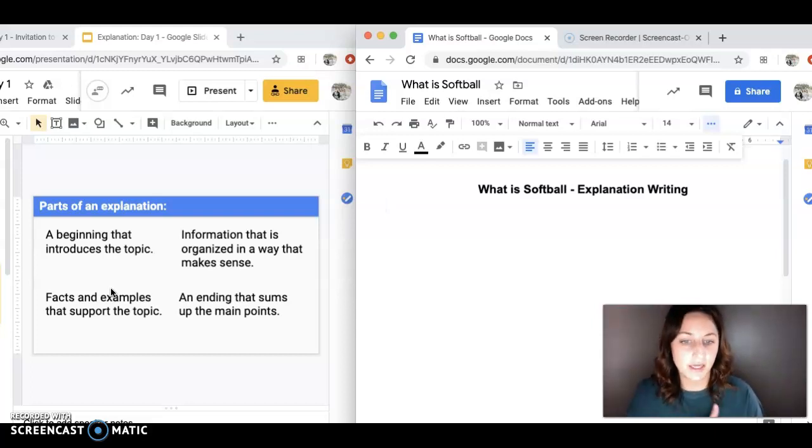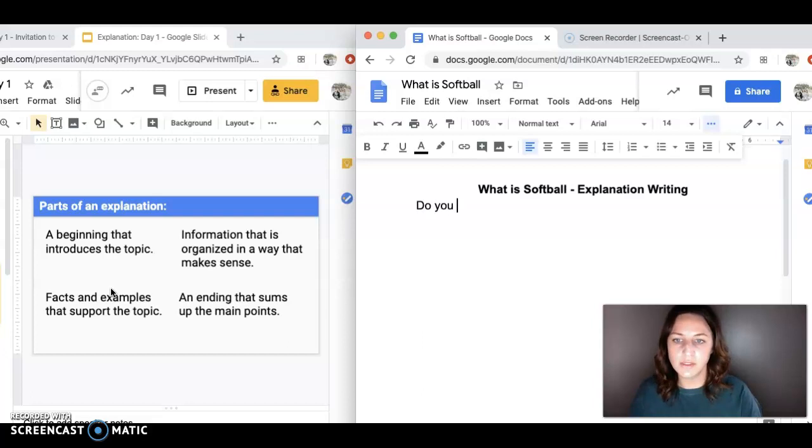So, what is softball? I'm going to start with a beginning. I like to indent, and you should too. I'm also going to use capital letters and punctuation in my sentences. I am going to start with a little fun fact.